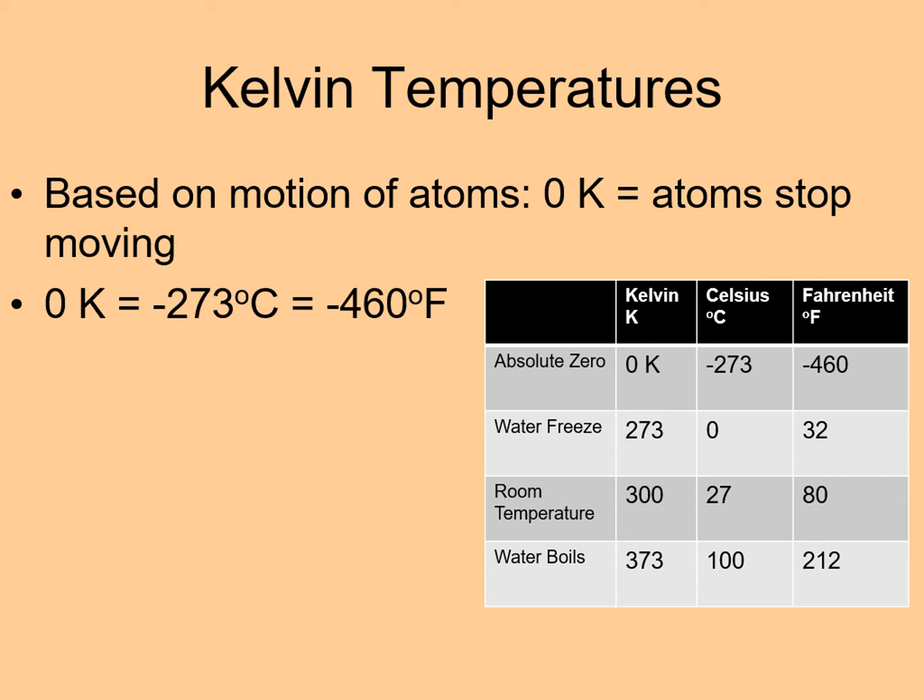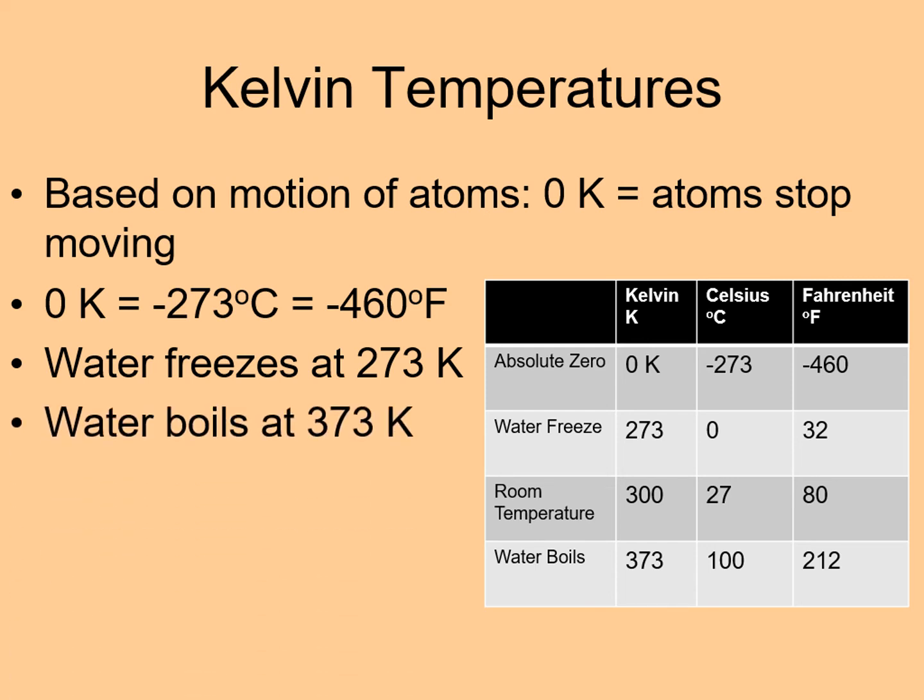We won't ask you to calculate conversions between these three temperature scales. That's just not worth the effort for what we have to learn here. But you should get familiar with a few numbers just so that you have a sense of what Kelvin temperatures mean. So water freezes at 273 Kelvin. If you know the Celsius scale, then you'll know that this is the same as 0 Celsius. Water boils at 373 Kelvin.